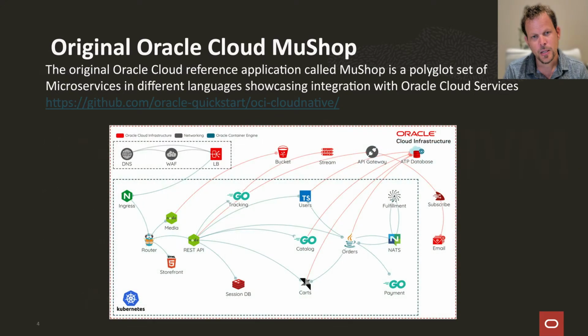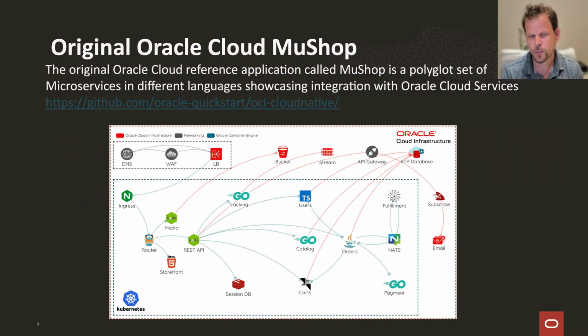And in terms of the Oracle Cloud MuShop, the original Oracle Cloud MuShop application is a reference application for building a set of polyglot microservices, i.e. microservices that are in different languages, to showcase integration with Oracle Cloud Services. It's a really interesting sample application, and it features a range of different use cases, from using autonomous database to using streaming and serverless functions.